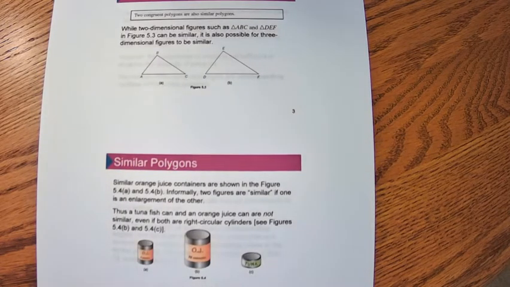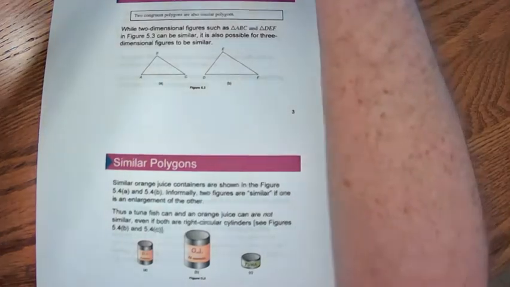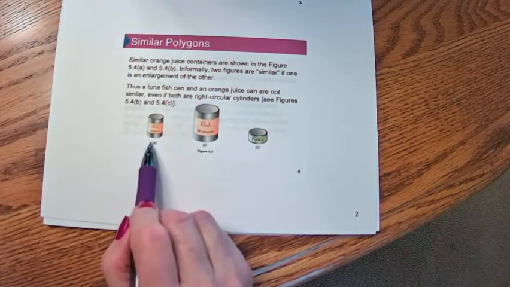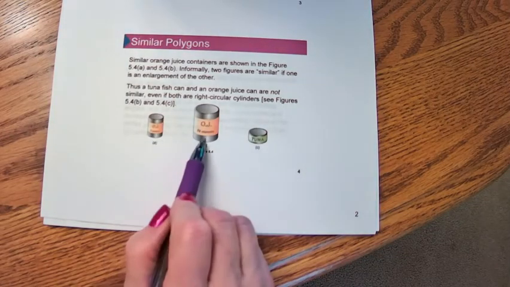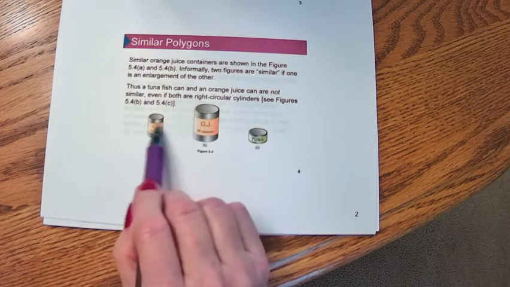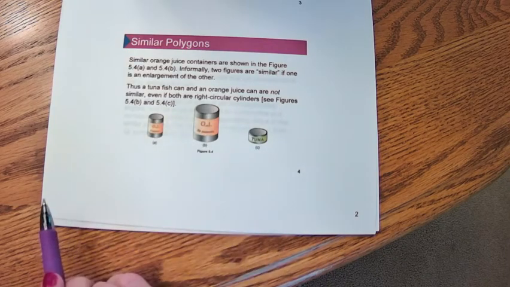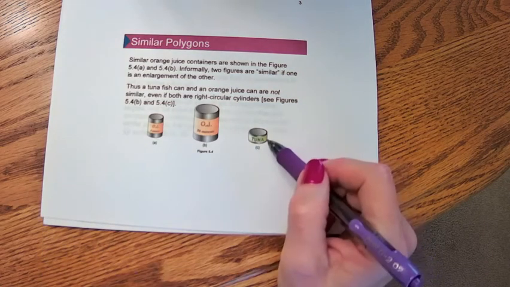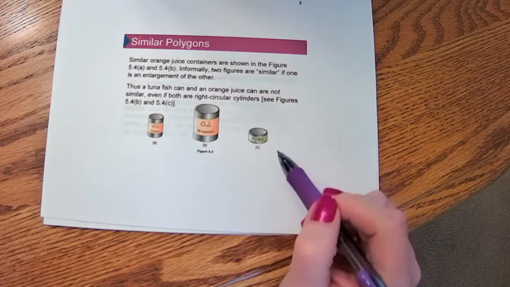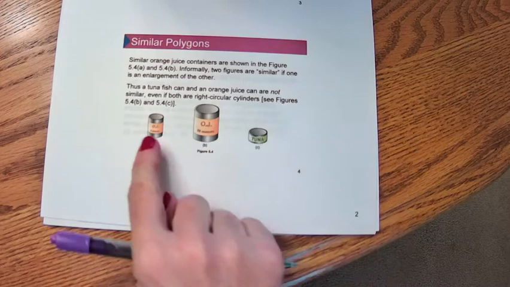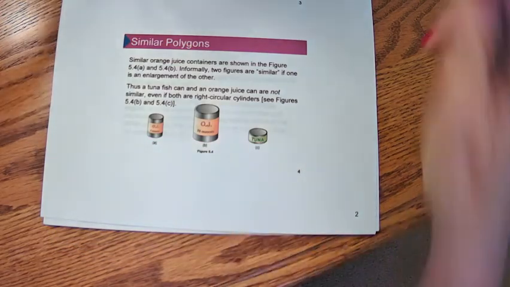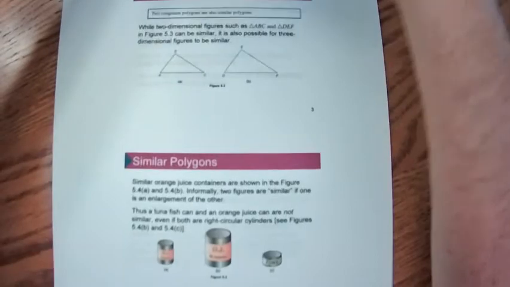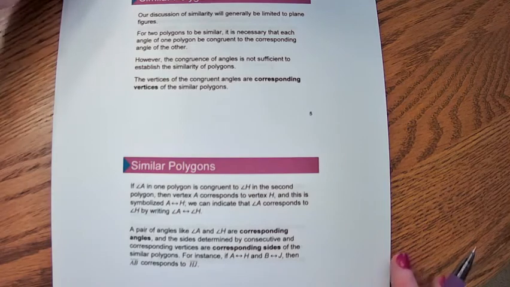So as an example here, they have cans of frozen orange juice to show that similar means same shape. Here's the smaller number of ounces. This is 8 ounces, this is 16 ounces, but they're the exact same shape, but they are not the same size. And here's a can of tuna. This is not similar because this isn't the same shape. This has different dimensions altogether. So even though all three of these are right cylinders, only the two orange juice cans are considered similar because they're the same shape, even though they're not the same size.